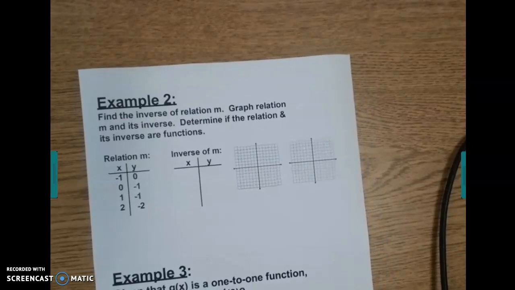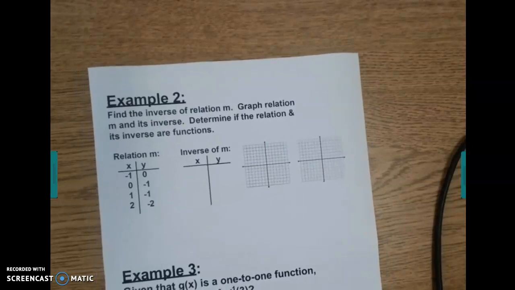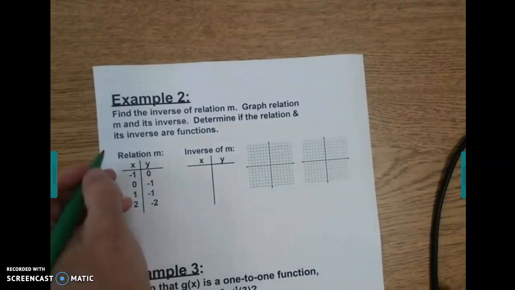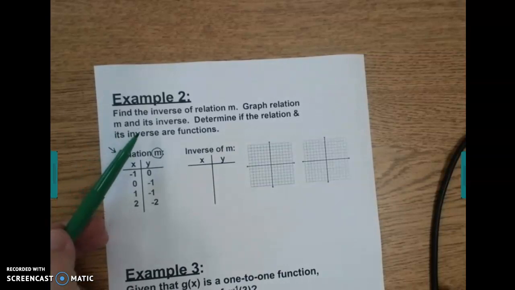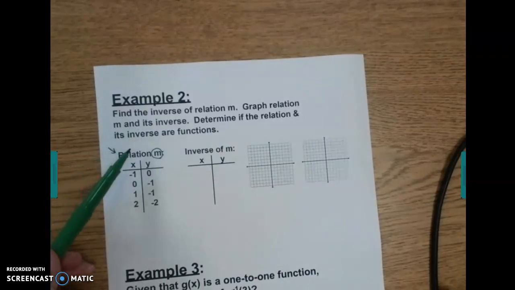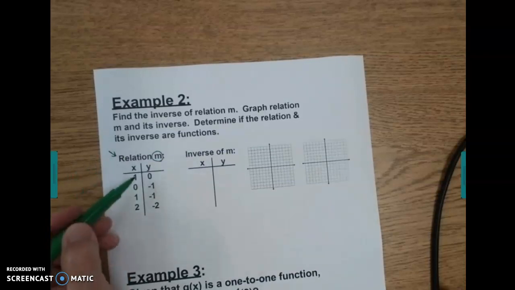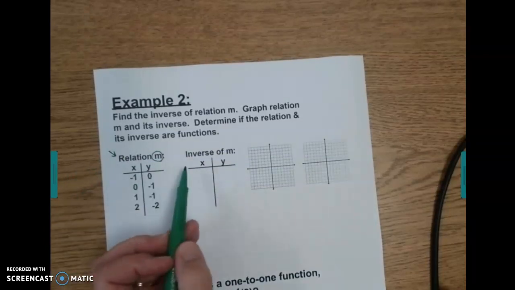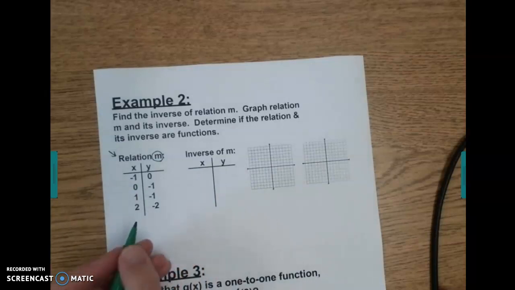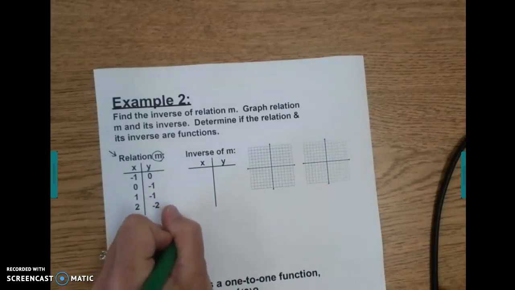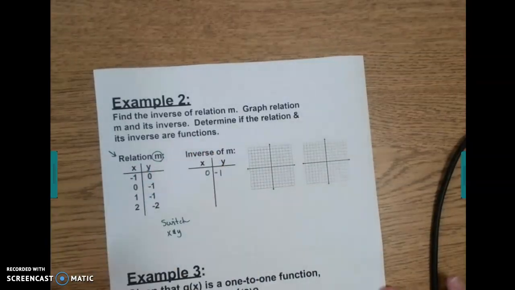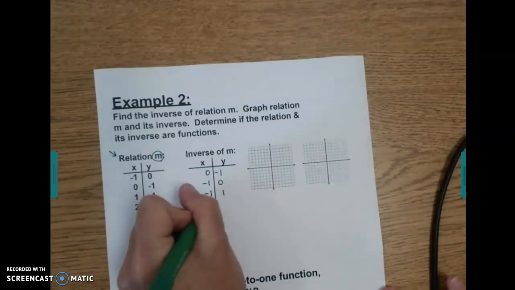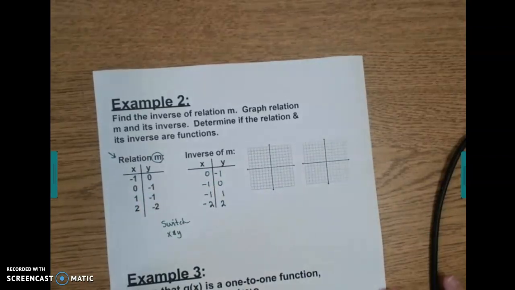Our next example says find the inverse of relation M. So here's our relation M. Graph the relation M and its inverse. Determine if the relation and its inverse are functions or not. This time they've given it to you in a table. So to write the inverse, again, we're just going to switch x and y. I'm going to bring this over and write (0, -1), (-1, 0), (-1, 1), and (-2, 2).